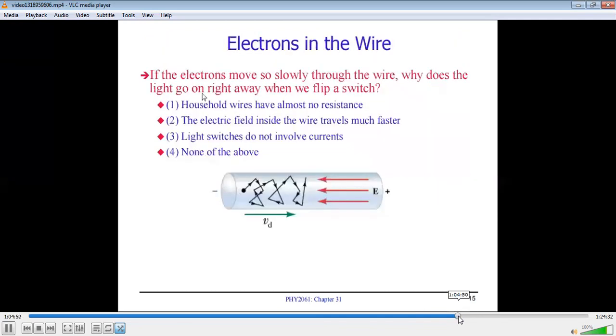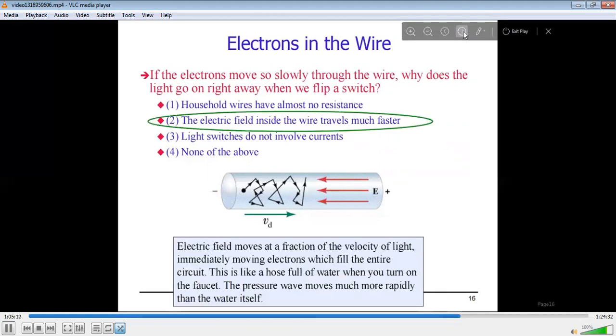Now, electrons in the wire. If the electrons move so slowly through the wire, why does the light go on right away when we flip a switch? Household wires have almost no resistance. The electric field inside the wire travels much faster. Light switches do not involve electron travel. Which one will be? None of them. Actually, the electric field inside the wire travels much faster. The electric field moves at a fraction of the velocity of light, immediately moving electrons which fill the entire circuit. This is like a hose full of water. When we turn on the faucet, the pressure wave moves much more rapidly than the water itself.